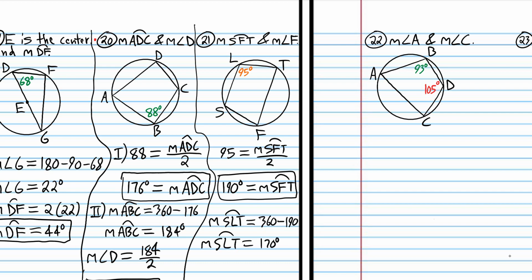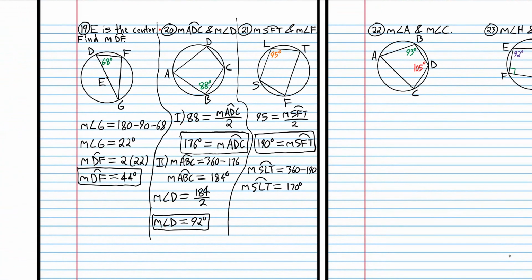So SLT is 170, and we can use that arc to find the corresponding inscribed angle, which is angle F, what we're looking for. The measure of angle F, the inscribed angle, is equal to the corresponding arc, 170 degrees, divided by 2. And the final answer is whatever 170 divided by 2 is, that's 85 degrees. So if you got that answer, good job. If you got stuck, that's okay.